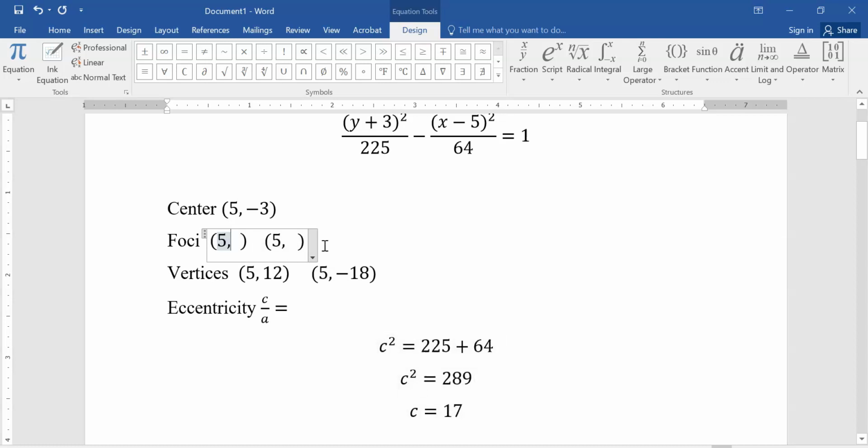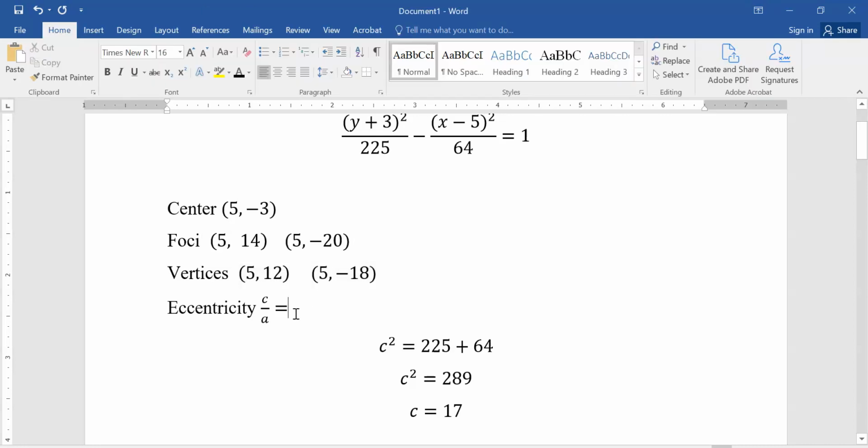So what that tells me is that in order to get to my foci, I need to add 17 to the y value of the center of the hyperbola. So if I add 17, negative 3 plus 17 is 14. If I subtract 17, I end up with a negative 20. So my foci are exactly what I stated there, (5, 14) and (5, -20). Vertices (5, 12), (5, -18).